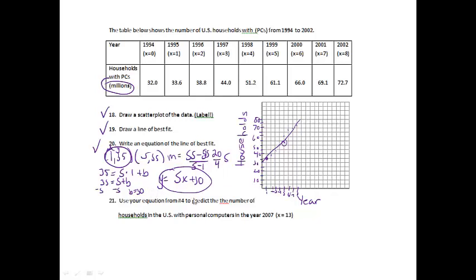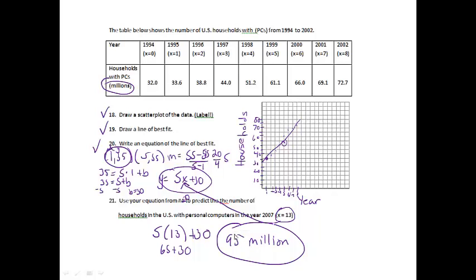All right, number 21. Use your equation from number 20 to predict the number of households in the U.S. with personal computers in the year 2007. And they did tell us that we're going to use x equals 13 for that. So since it says x equals 13, we are going to put 13 in for the x. We're going to do 5 times 13 plus 30. So 5 times 13 is 65, plus 30 is 95. And that doesn't mean that 95 households had personal computers. It means 95 million households had personal computers. So that would be my answer for that.